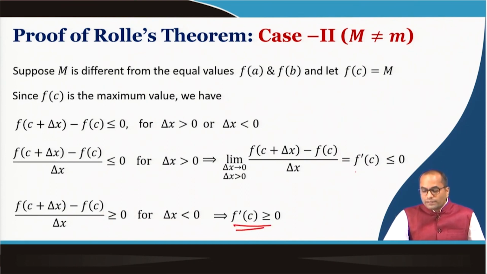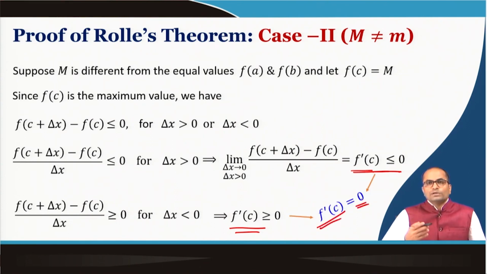Now, we have two inequalities, one is f′(c) less than or equal to 0, another one is f′(c) greater than or equal to 0, and if we combine the two inequalities, because one says that f′(c) is less than or equal to 0, another one says f′(c) is greater than or equal to 0, both can be true only when f′(c) is equal to 0, that is the only common point of these two. So, f′(c) has to be 0. In this way we have basically proved that there is such a point.